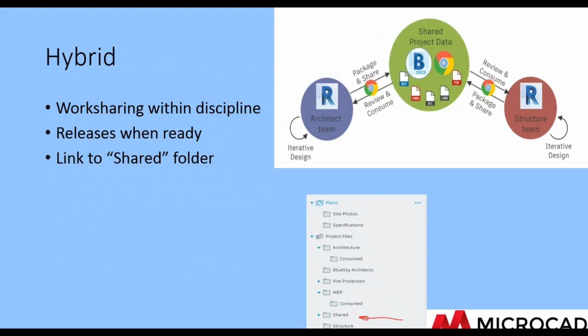The hybrid approach mixes both of those two. Each discipline uses work sharing within their team and syncs to their own central file stored in their discipline's folder. When a discipline chooses to share their updates, they create a release package which is put in the shared folder. Users in other disciplines link to the shared folder, so they would see the changes as soon as the authoring user decides to share the package.